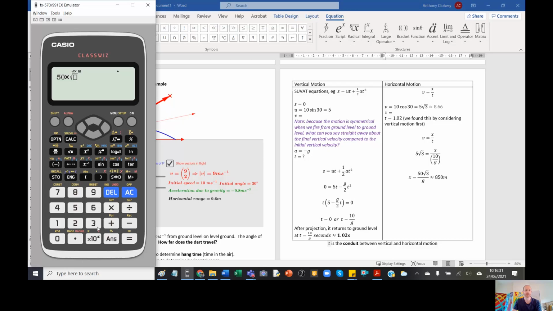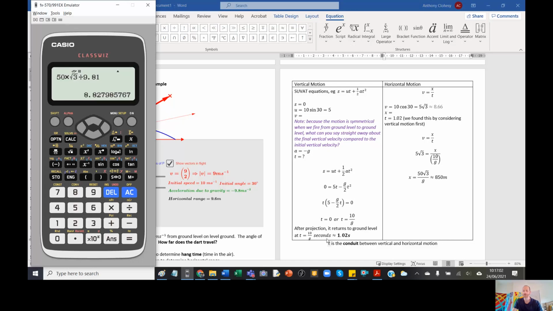50 times the square root of 3. And then I need to multiply by 9.81. And now I see what I've done wrong. My answer is not just 10 times, it's 100 times bigger than it should be. It's because I've multiplied by 9.81 instead of dividing by 9.81. This sort of thing is a really easy mistake to make, but hopefully if you're thinking critically at every moment about whether your answer makes sense, it's an easy mistake to find as well.